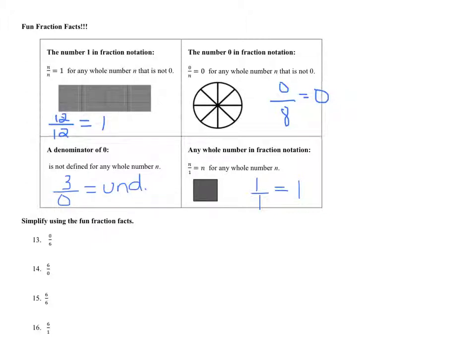So for number 13, 0/6, well, I have nothing shaded in, so overall, this is just 0. Now, 6/0, well, this is undefined. I have 6 objects that I'm trying to put into 0 groups. There's no place to put them, so that would be undefined. Now, 6/6, well, I have all 6 pieces shaded in, so 6/6 is just 1 whole unit. For number 16, 6/1, well, this is saying that I have 6 whole pieces shaded in, so I just have 6.